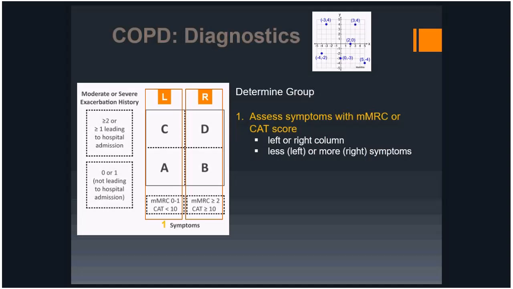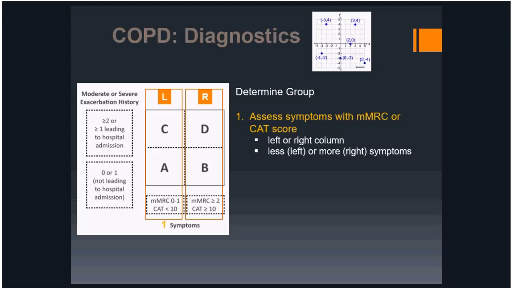So let's walk through how we determine groups. Again, I want you to approach this as though you are plotting on a graph. So first we're going to assess symptoms with the MMRC or the CAT score. And so we're going to start by seeing, based on their symptoms, are they going to be in the left or the right column? In other words, if they are in the left column, you can see here at the bottom where you have the MMRC.